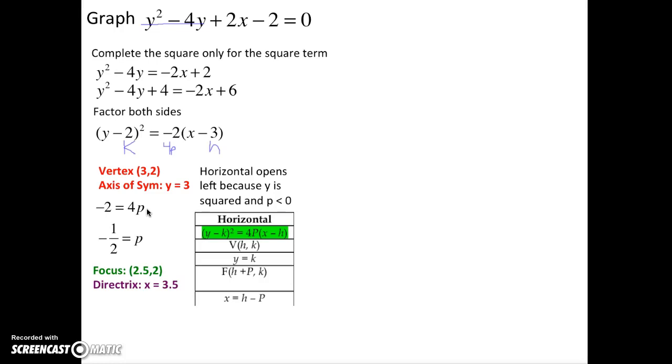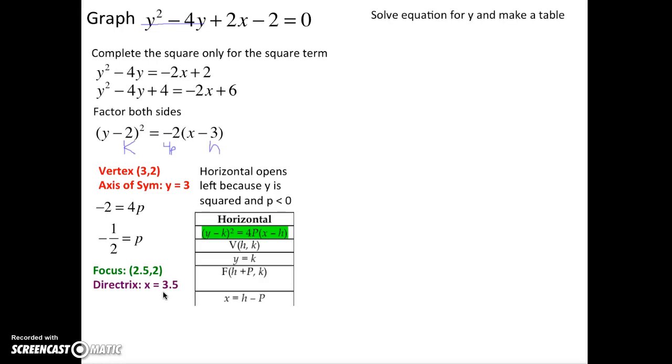To find the focus, we have to add negative 1/2 to 3, so we get 2.5, 2. And then to get the directrix, we subtract negative 1/2 from 3 to get x equals 3.5.